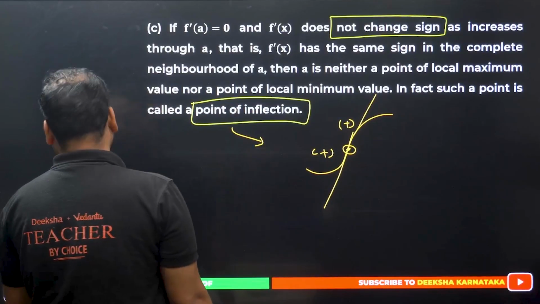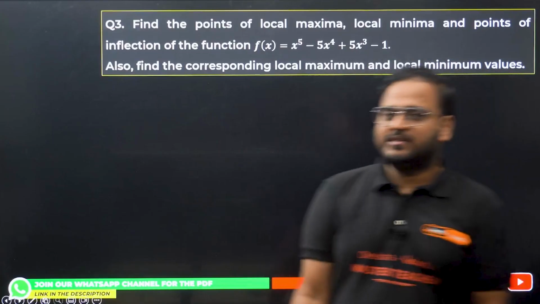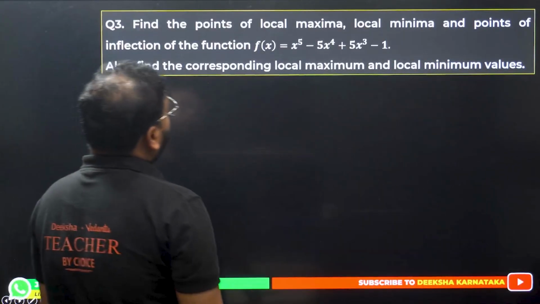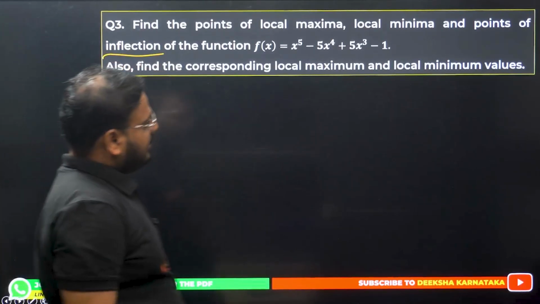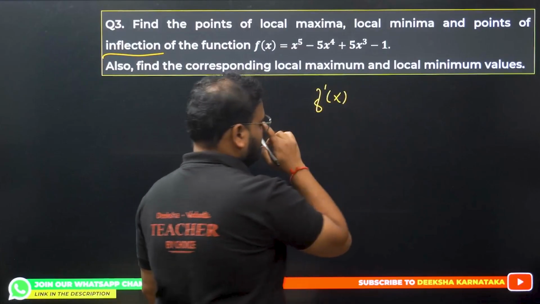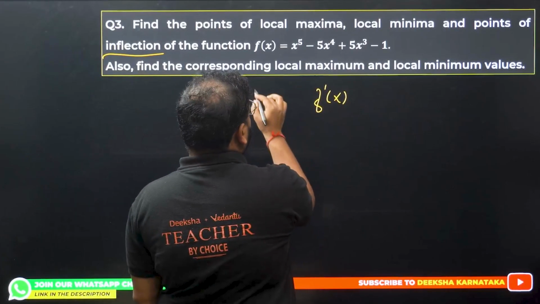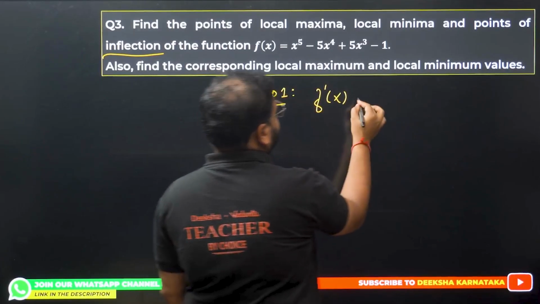Okay. Now moving to question number 3, which we're going to solve with the help of first derivative test. Find the points of local maxima, local minima and point of inflection for the function given like this. Step number 1 remains same, finding derivative. That's my step number 1.